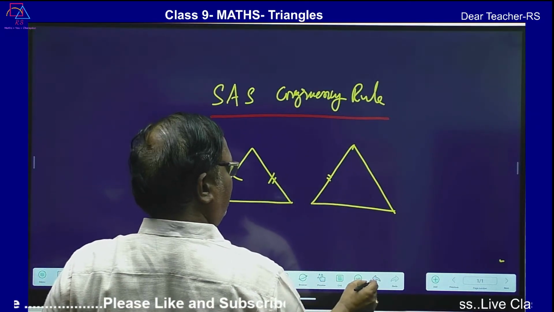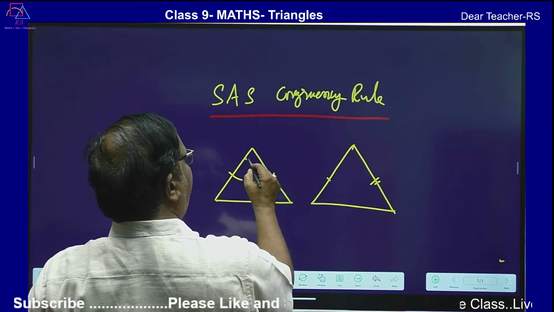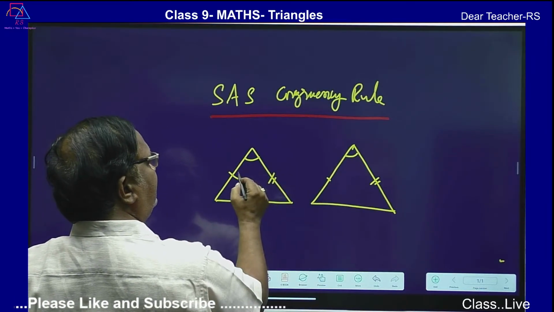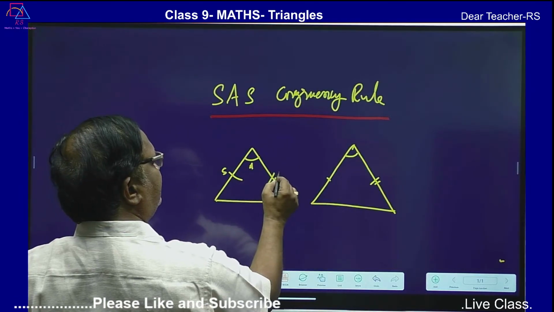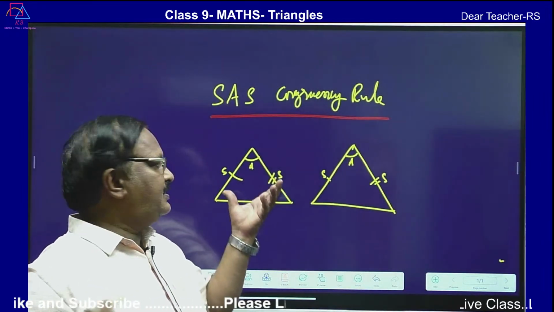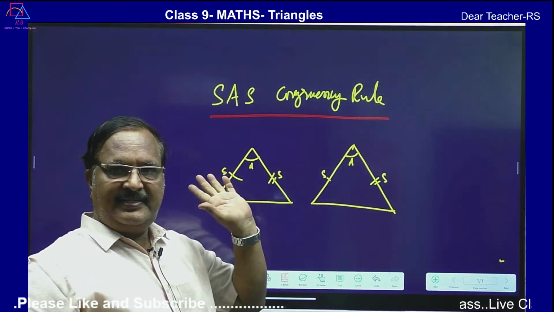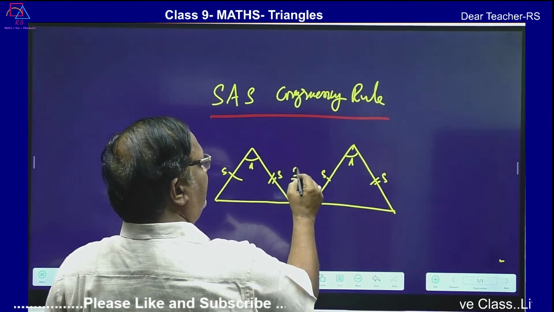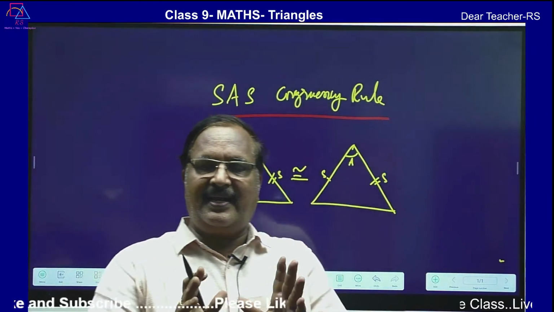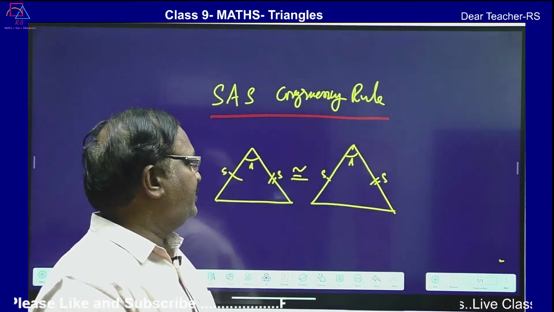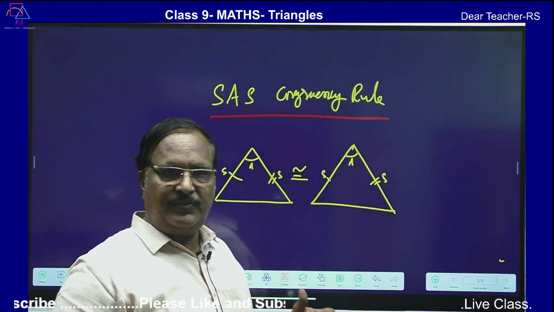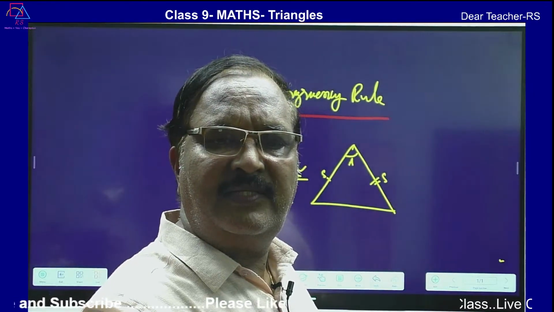Sorry, these two sides are equal and included angle are equal. So now these two triangles, side angle side, this is side angle side, this is side angle side. In these two triangles, this equal marks sides are equal and equal marks angles are equal. So these two triangles are congruent by side angle side. Yes, that order should not be changed. So you can remember like this also.